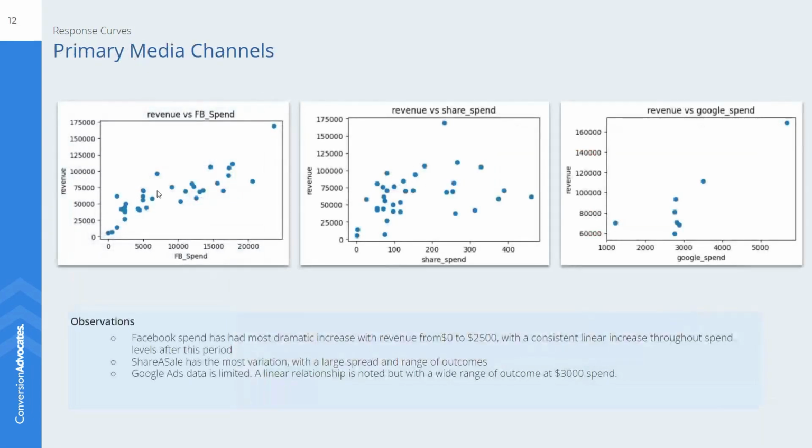So Facebook ad spend, it's quite linear. I would say the biggest increase is from 0 to 2,500, the most dramatic rate of change. And after that, it's been quite consistent. It's quite a linear pattern. The more you increase Facebook, the more that revenue increased. I don't think we're at a saturation point yet. Share of sales spend, we don't really notice a big increase after around $25 to $250, but this channel also has very low spend. It's hard to draw any meaningful conclusions. Google as well, we don't see a saturation point, but we don't have enough data to draw any conclusions really.